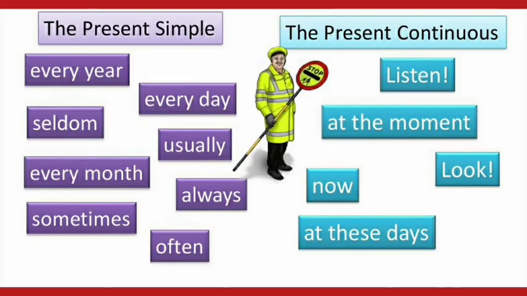Okay. So now I shall show you some time expressions. These time expressions will help you to differentiate between the simple present tense and the present continuous tense. The time expressions for the simple present tense will be like that: every year, every day, seldom, usually, every month, always, sometimes, often. And the time expressions for the present continuous tense will be like that: listen, at the moment, now, look, at these days. Okay, students, so with the help of these time expressions, you can easily differentiate between the simple present tense and the present continuous tense.